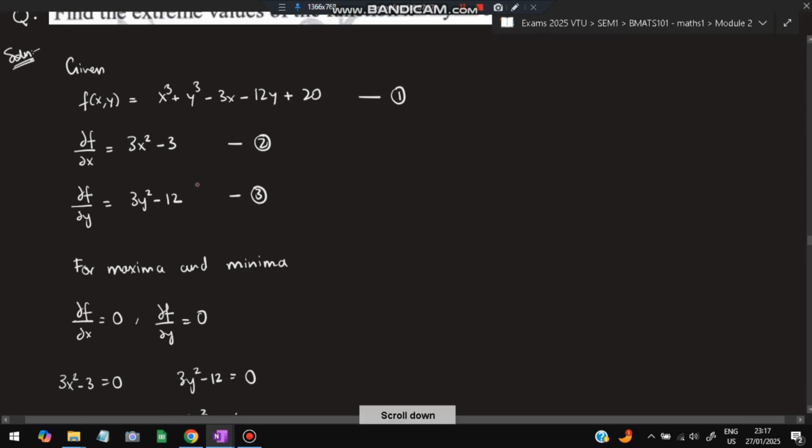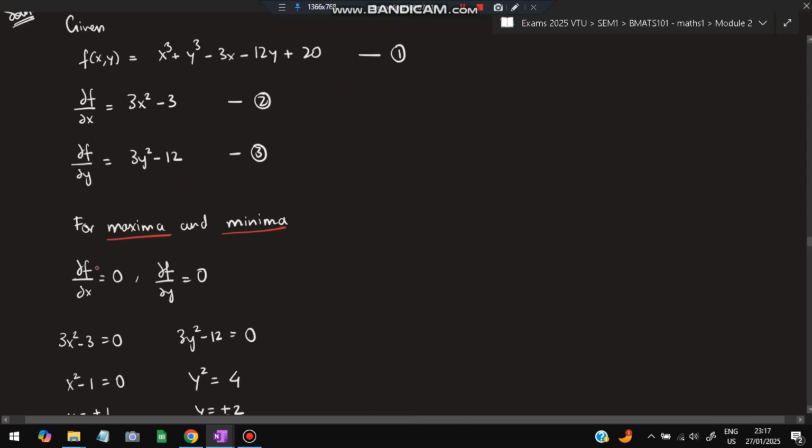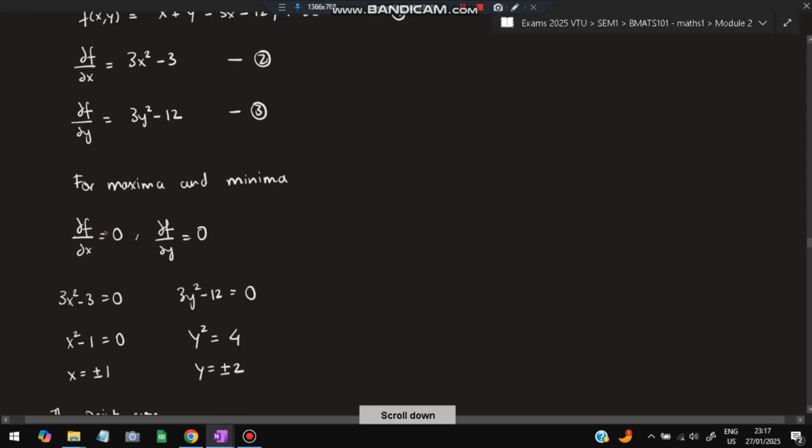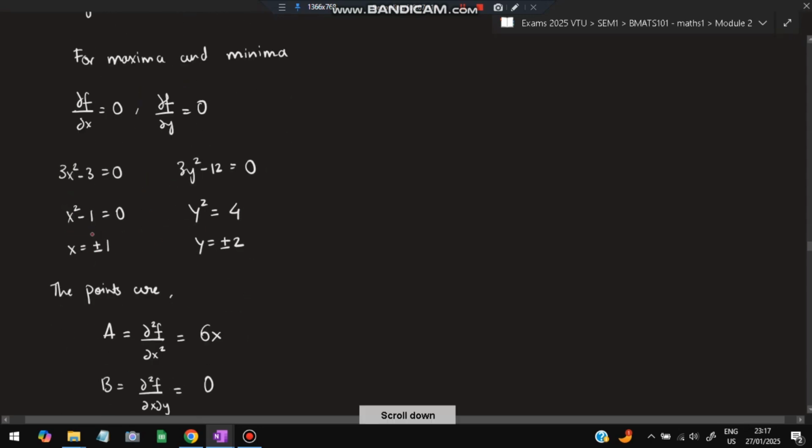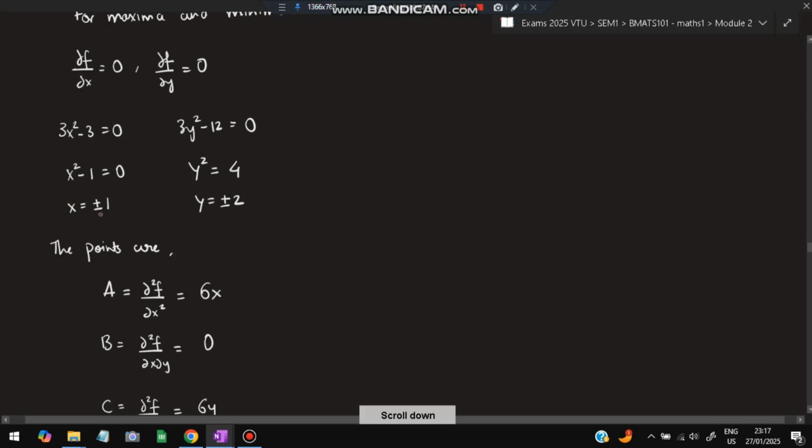Now after you have found these two, the third step is for maxima and minima: df by dx is equal to 0, df by dy is equal to 0. Df by dx we have got this one, and df by dy we have got this one. You substitute it as 0, and you'll be getting x and y values. So x is equal to plus or minus 1, y is equal to plus or minus 2.